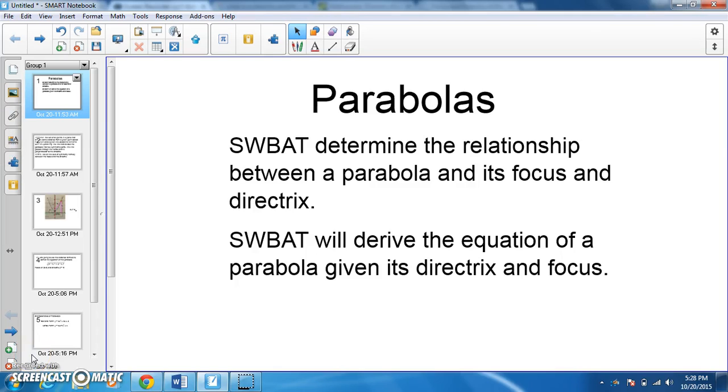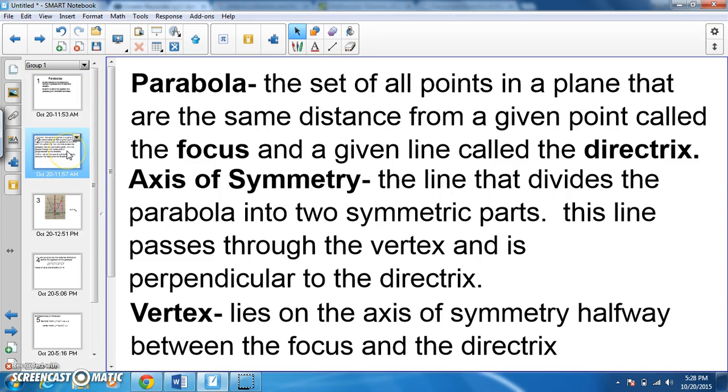Hey guys, today we're going to talk about parabolas. You'll be able to determine the relationship between a parabola and its focus and its directrix, and you will be able to derive the equation of a parabola given its directrix and its focus. You will also get familiar with the different parts of a parabola.